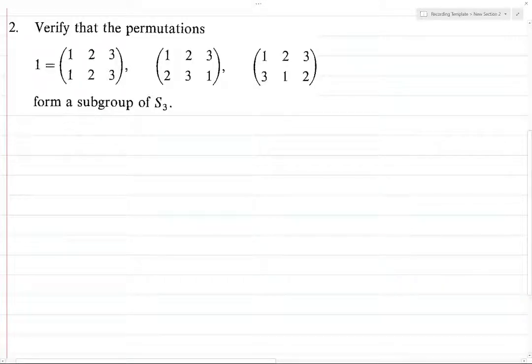Here's another fairly straightforward problem. We have to prove that this collection of permutations forms a subgroup. We already know that the monoid of transformations is a monoid, and so the multiplication is associative and it's all nice. And we know that the permutations form a group, and so permutations always have inverses.